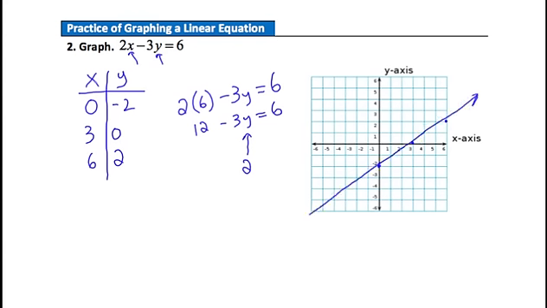Okay? So I would graph that. And so you may not have chosen the same points that I did, but your graph should still look the same as the one I've graphed here.